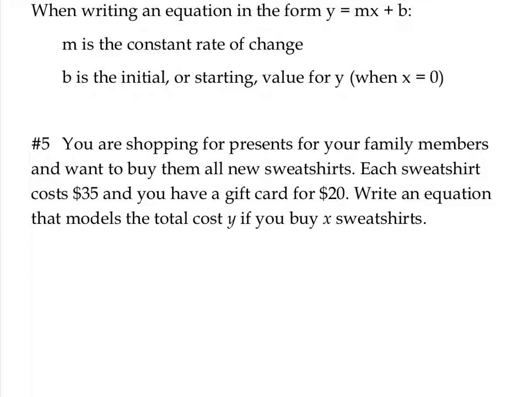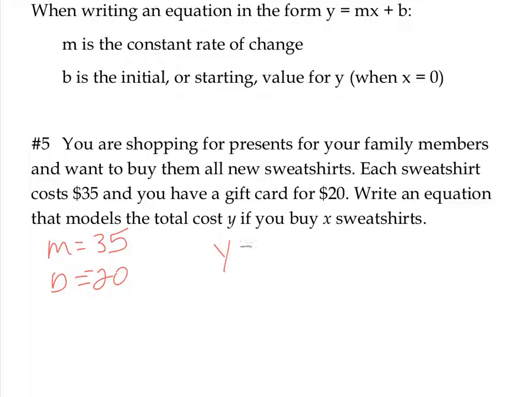If we write an equation for this, our rate of change, our m, is 35, and our b value is going to be 20, right? If we don't buy any sweatshirts, we're going to take $20 off. So it's not going to be a positive 20. We're not going to have to pay $20. We're going to be taking $20 away from our cost.